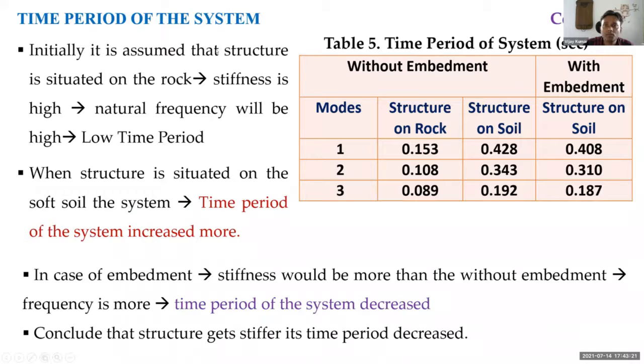And also the time period of the system was recorded when the structure is founded on rock without embedment and with embedment. It was observed that in case of embedment, the system would be stiffer and the time period of the system decreases. So it can be concluded that structures get stiffer when we consider the embedment effect, so the time period of the system will decrease.